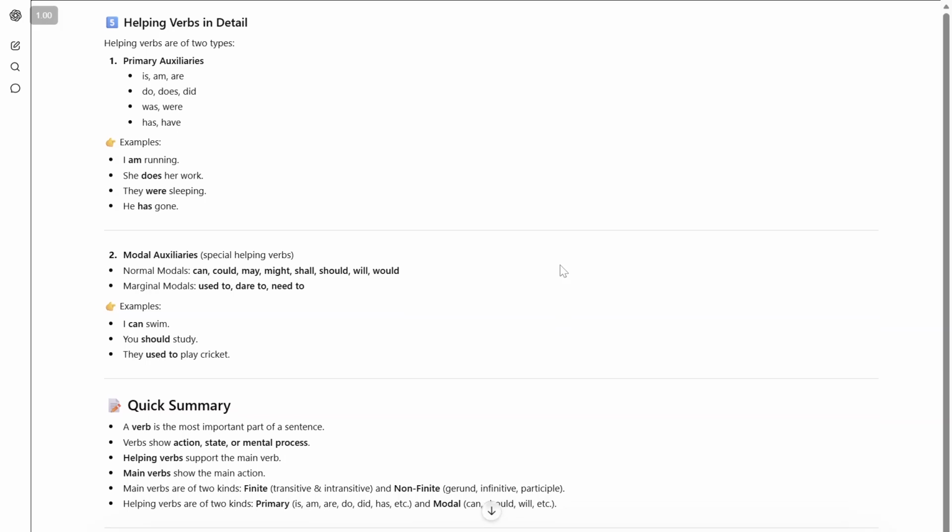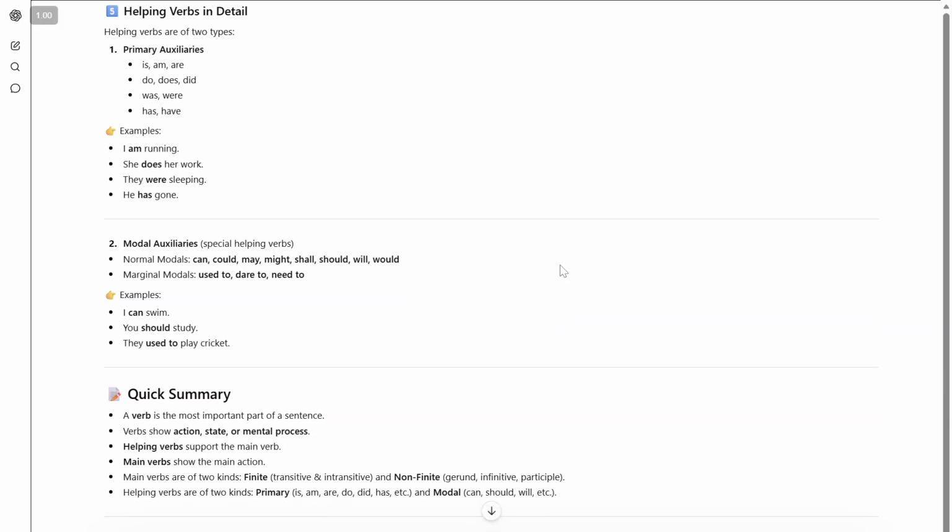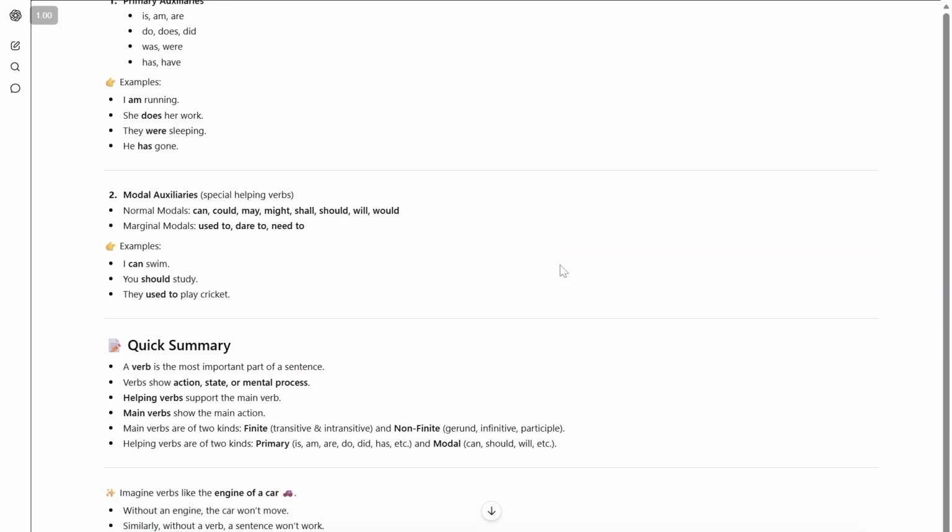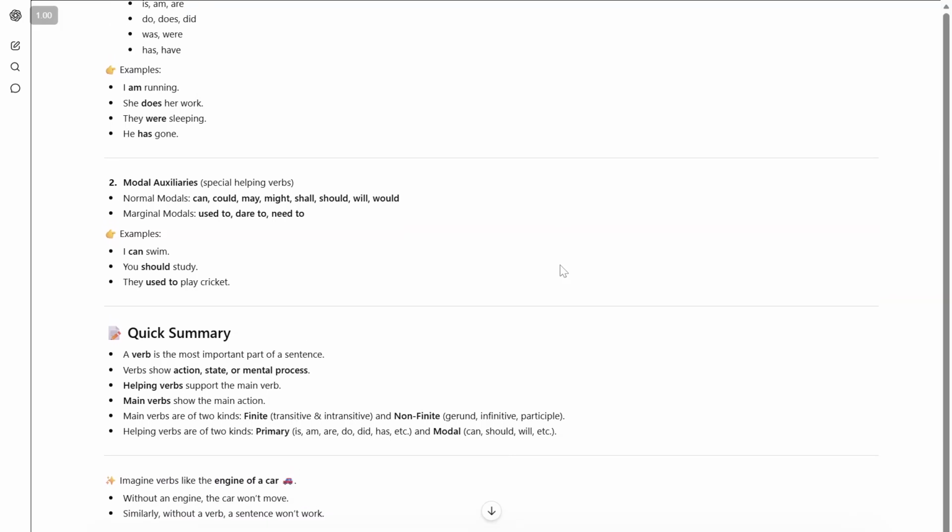Quick summary. A verb is the most important part of a sentence. Verbs show action, state, or mental process. Helping verbs support the main verb. Main verbs show the main action. Main verbs are of two kinds: finite, transitive and intransitive, and non-finite, gerund, infinitive, participle. Helping verbs are of two kinds: primary, is, am, are, do, has, etc., and modal, can, should, will, etc.